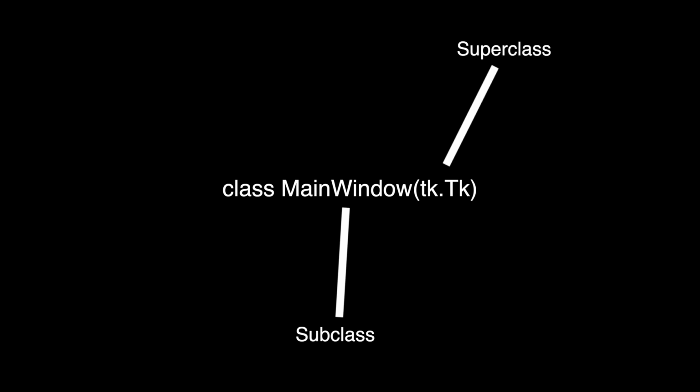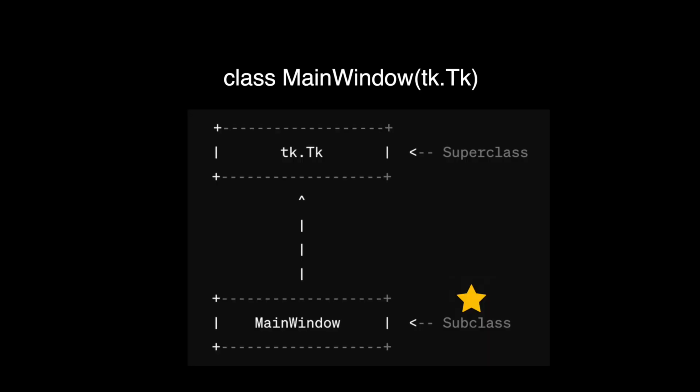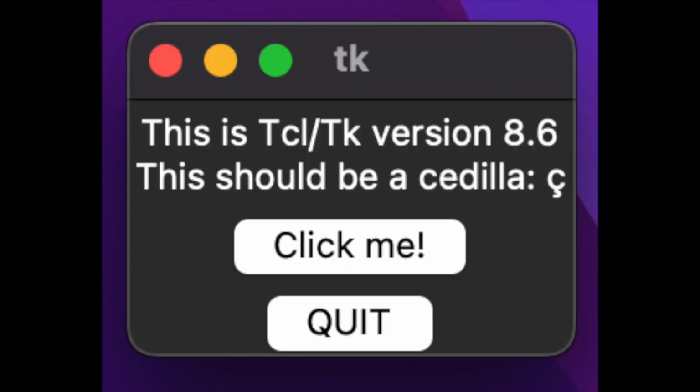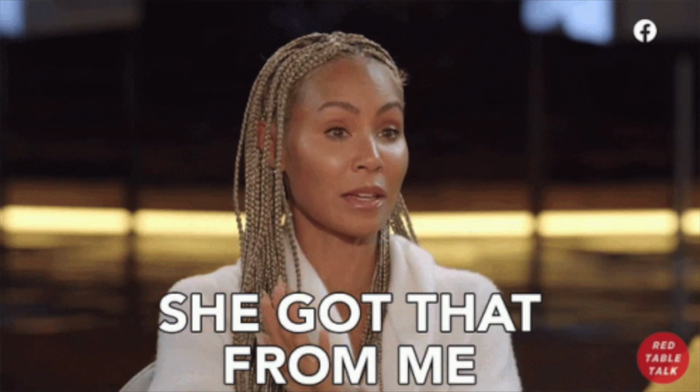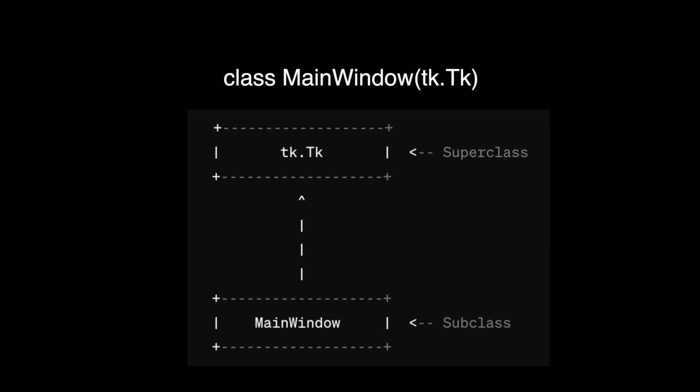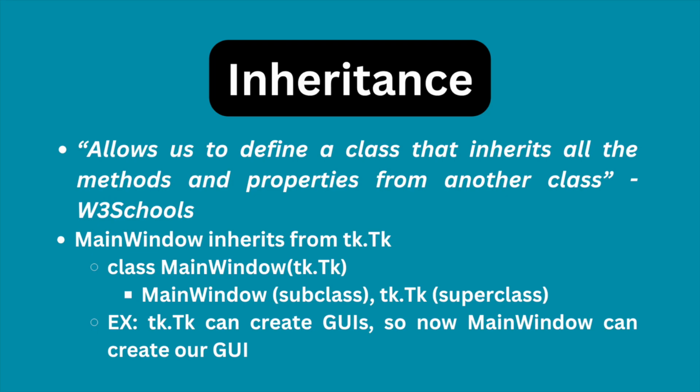Let's talk more about what this line of code does. This line declares main window as a subclass of tk.Tk. So main window is the subclass, tk.Tk is the base class or the superclass. Why is this important? Main window can now use tk.Tk's functionality, for example, the ability to create a GUI. So we can inherit what we want, but also add our own little flavor to create our own program, as you will see in a second. This idea is known as inheritance. Check out the quiz question below to check your understanding.